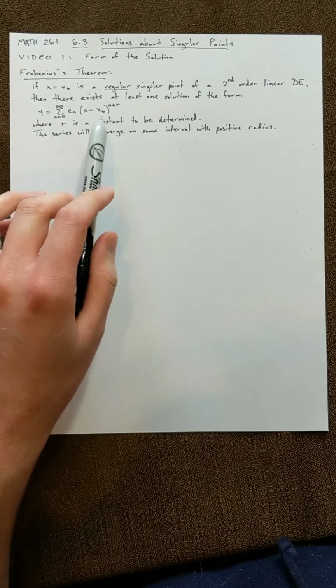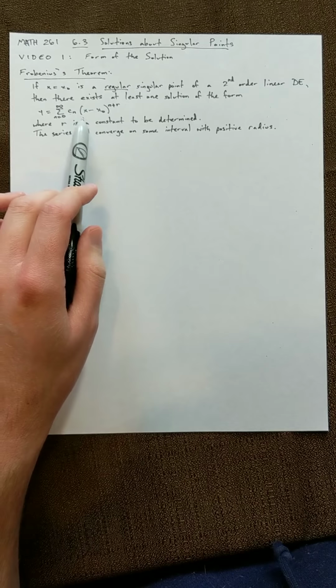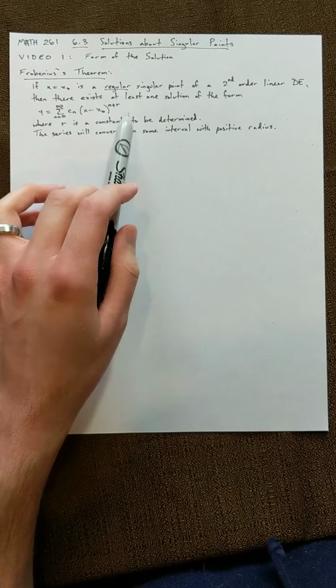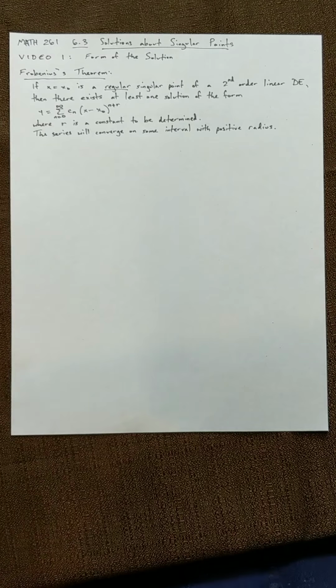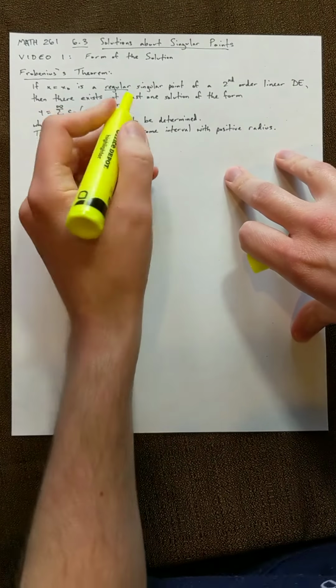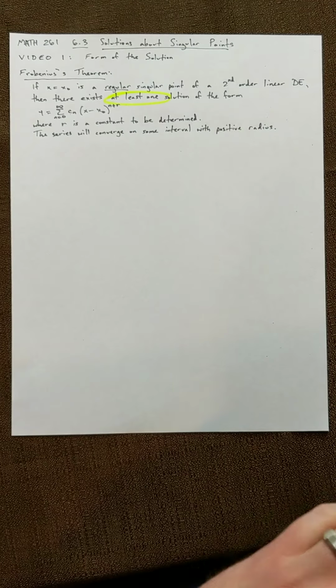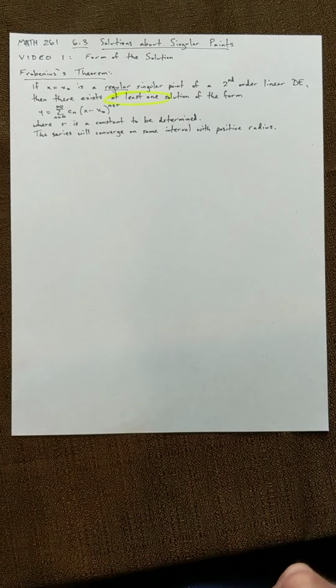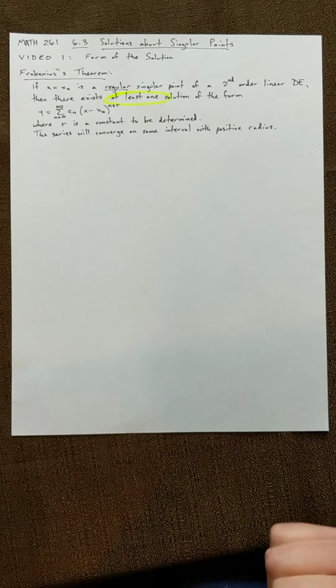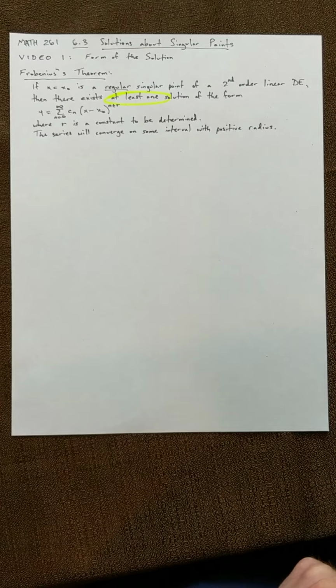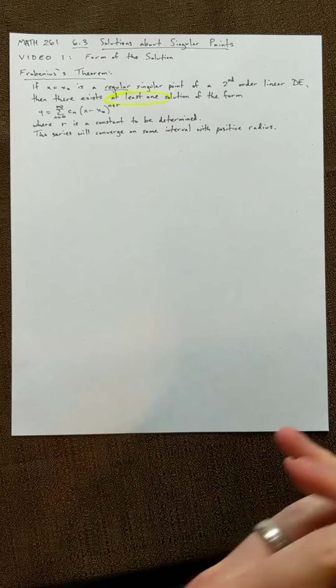the theorem says there's at least one solution of the form sum constants times x minus x naught to the n plus r, where r is a constant to be determined. So two important things to talk about there. First of all, at least one. What that means, since we're expecting to get two solutions of a second order differential equation, is that we'll probably end up having to do something like reduction of order to find the second one, which is essentially impractical to do by hand. And so you'd probably then resort to using computer software if you needed to find both solutions.